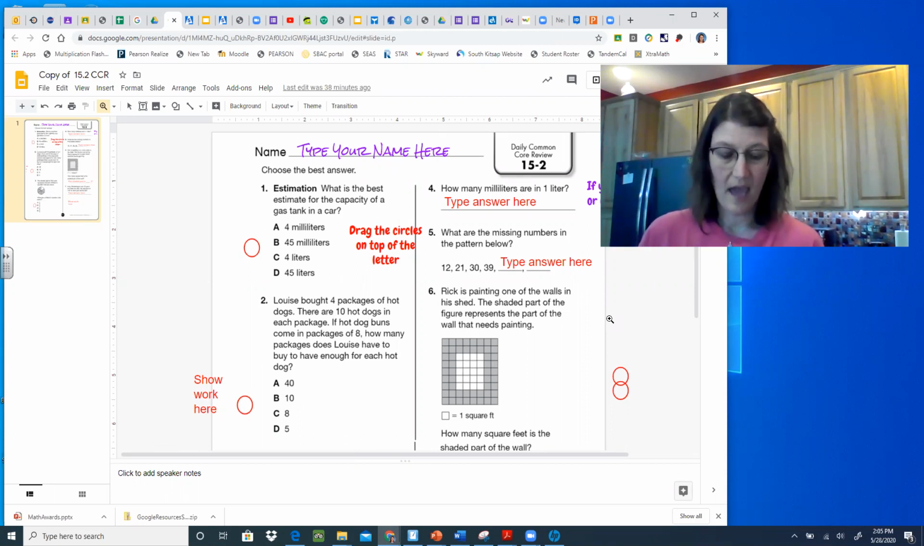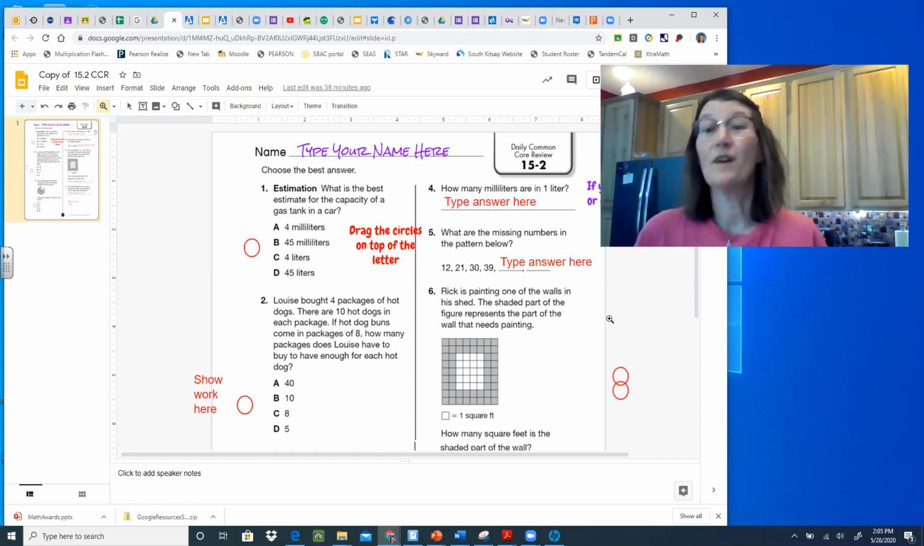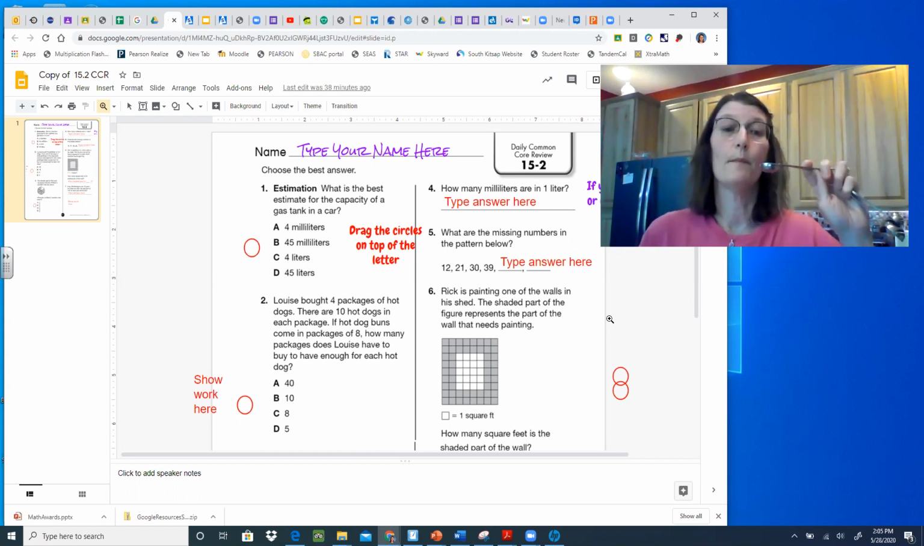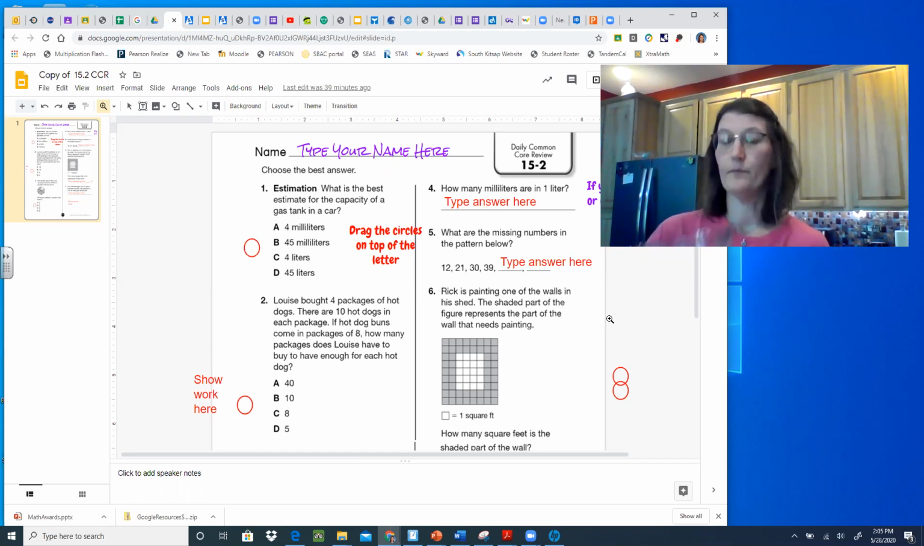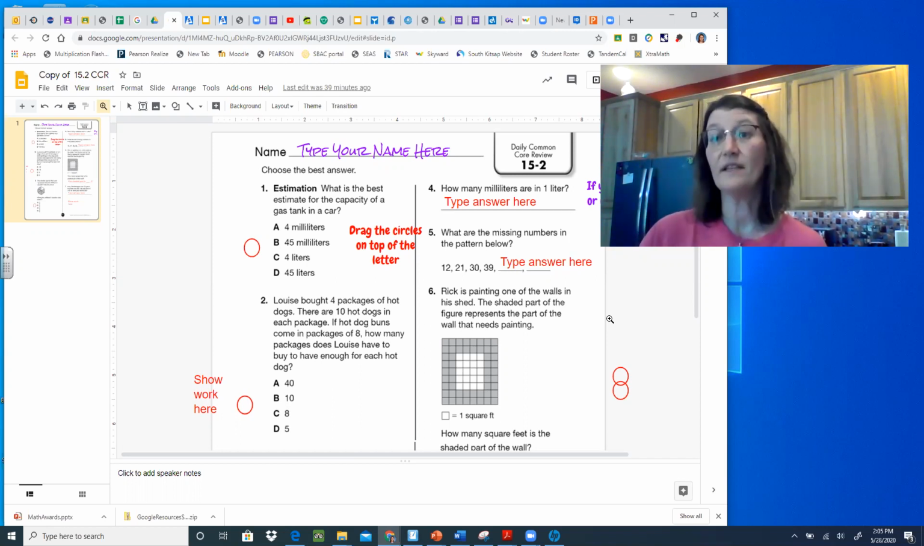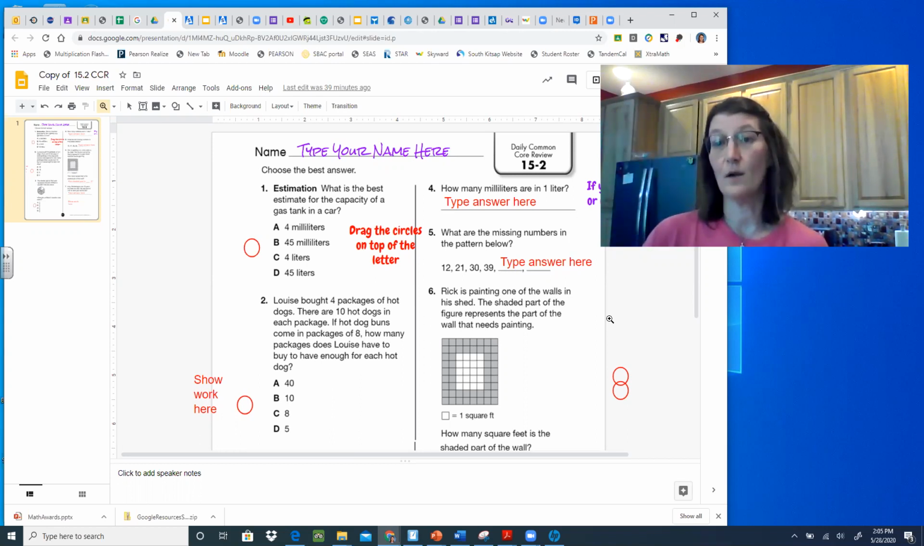So A is 4 milliliters. That would be 1 spoon. 45 milliliters, well, this is 5, so that would be 9 of these spoons. 4 liters, that would be 4 of these. 45 liters, that would be 45 of these. So you have to decide which would be the best estimate for putting a bunch of gas in the car.